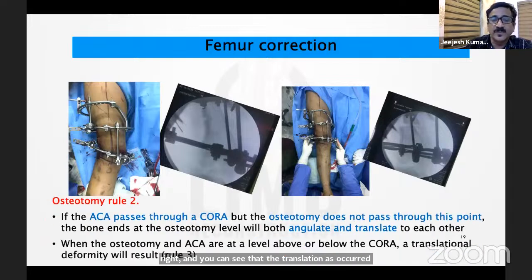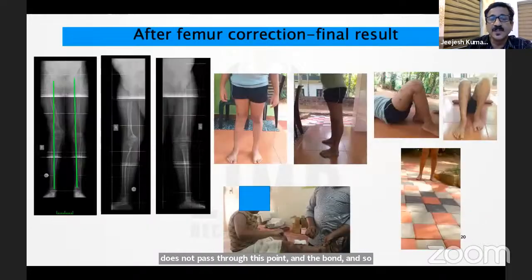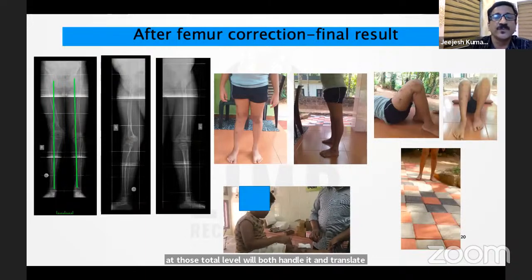And this is osteotomy rule number one. If the axis of correction of angulation (ACA) passes through the CORA, but the osteotomy does not pass through this point, and the bone ends at the osteotomy level will both angulate and translate on each other. That is osteotomy rule number two, followed in the femur, whereas in the tibia, it was osteotomy rule number one.